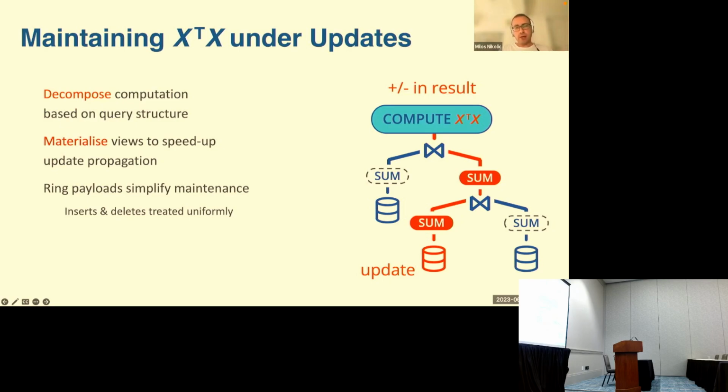Now, one nice thing about using this ring abstraction is that it really simplifies the incremental computation. Like in any other ring, every ring value has its own inverse value under addition. That means that from the computational perspective, inserts are no different from deletes. They're treated in the same way, except that inserts will result in values being added to the covariance matrix, while deletes will result in values being subtracted from the covariance matrix.